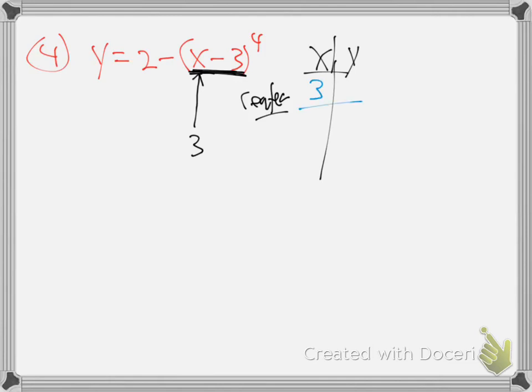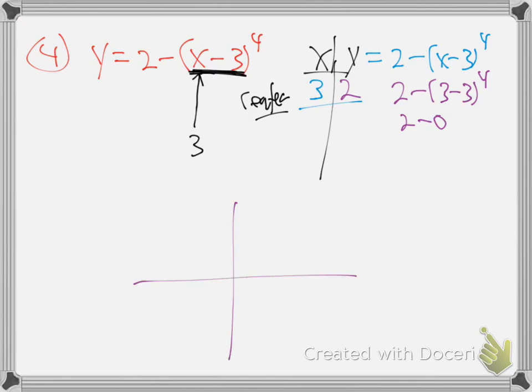And then what are you going to get? Y is 2 minus x minus 3 to the 4th. So if we plug in 3, that's going to be 2 minus 0, 2. So that tells you immediately, it's real convenient. 1, 2, 3, up 2. Right there is the new center. And it's super helpful to put like a C or something, just so you know that's the middle. That's the new center of the graph.